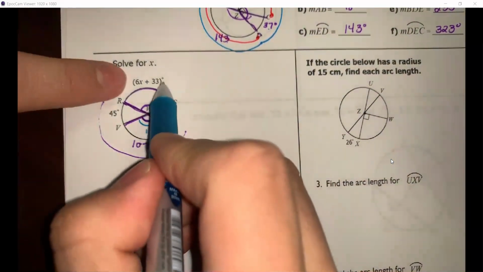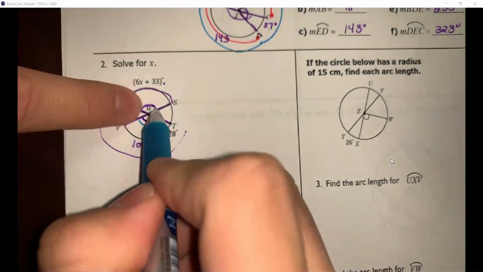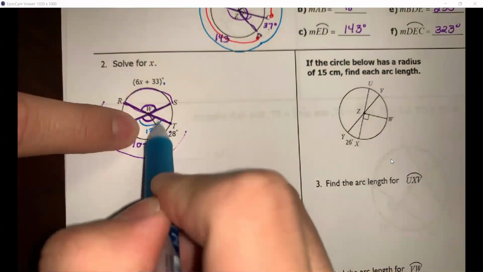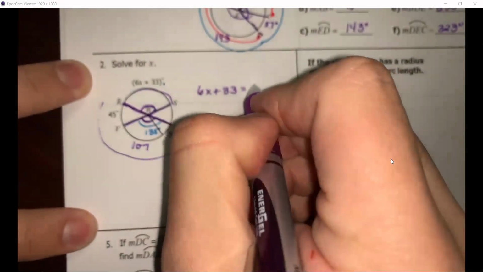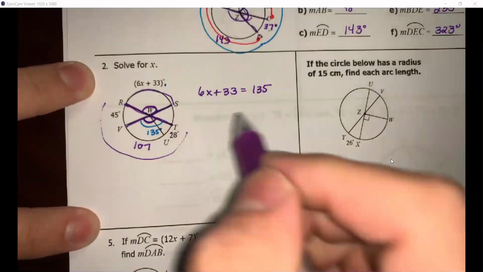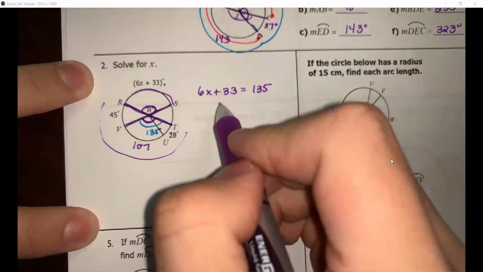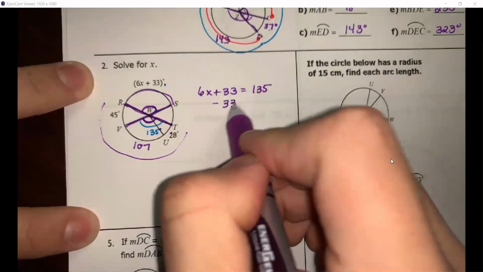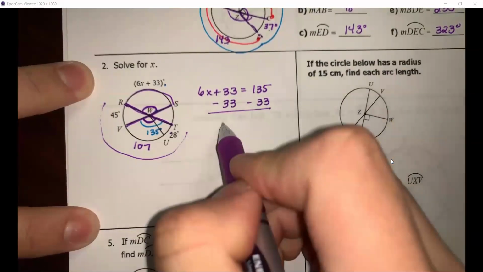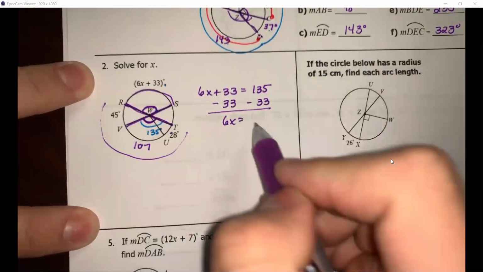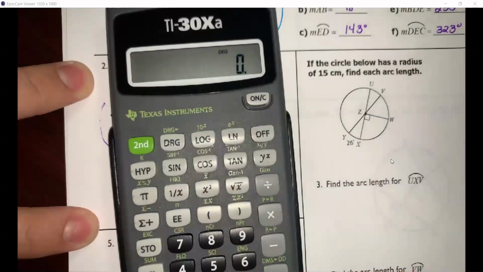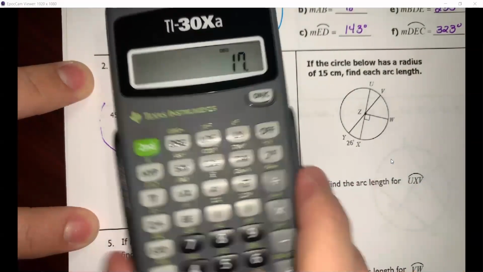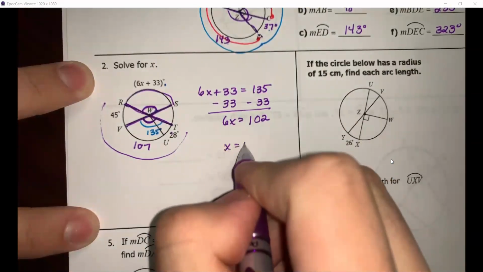So I know that this expression is this angle, and this angle is the same as 135. So I'm going to set those equal to each other. When I do that, I get 6x plus 33 is equal to 135. So now from here, it's just basic algebra. I subtract 33 from both sides. I get 6x is equal to 102. So then 102 divided by 6 gives me x equals 17.